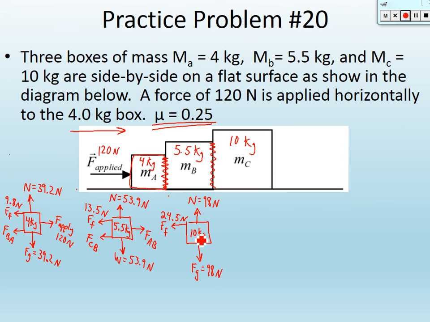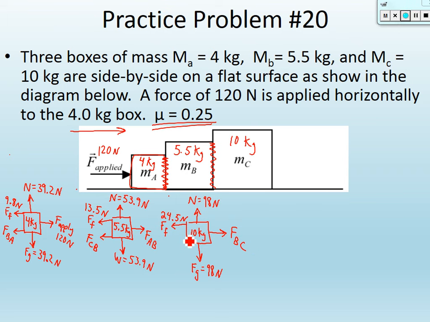I went ahead and drew the free body diagram. We got force of gravity, which is 98 newtons down. Normal force is 98 newtons up. Force of friction, I took 0.25 times 98 to get 24.5. But what is making block C move to the right? Good. It's this contact force right here, the force that B puts on C.